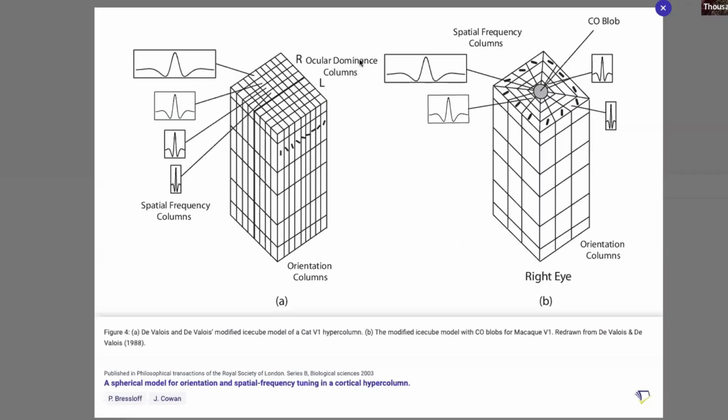In this picture, it looks like it might be a spatial frequency that's encoded along that direction. I don't know, is that what it is? This is the modified ice cube model of cat V1 hypercolumn. I can share that paper. They show the direction and the ocular dominance columns, but within one ocular dominance column, they seem to assign spatial frequencies, maybe with sinusoidal gratings. Why would you do coarse ones versus fine grain ones? Why would you want that?